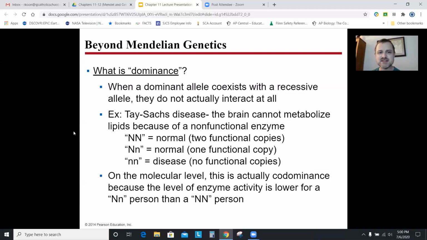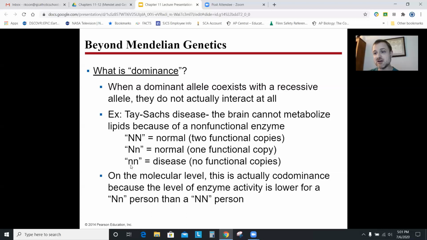Tay-Sachs disease is a recessive disease. The brain cannot metabolize lipids properly. Babies who are born with this eventually pass away. I don't know if there are good treatments for Tay-Sachs disease. It's a tragic disease. We're using the letter N because the dominant trait is being normal, right? The recessive trait is having Tay-Sachs disease. Now, this is a gene that codes for an enzyme. If you have Tay-Sachs disease, you produce a non-functional version of the enzyme, so the shape is wrong and it doesn't work right. If you're big N, big N, both your alleles for that enzyme are fine, you're totally good. If you're little n, little n, both of your versions of the gene are the incorrect version, you have Tay-Sachs disease.